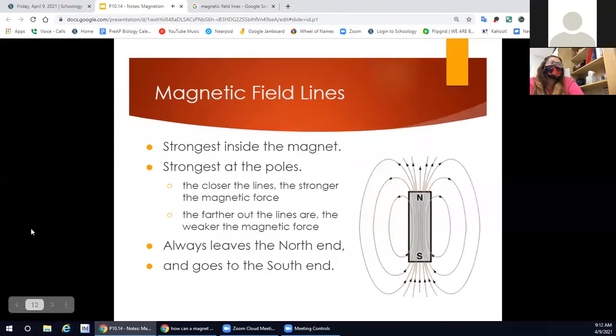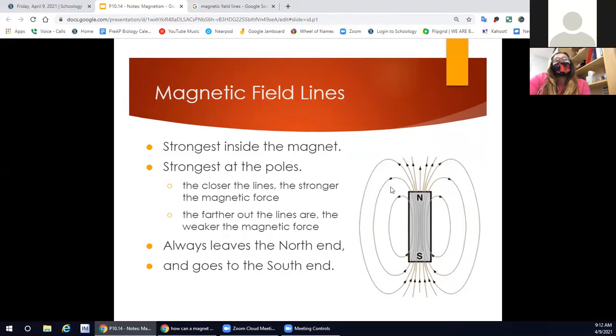Okay. So again, these are the magnetic field lines drawn out instead of the iron filings. It's going to be strongest inside the magnet, which makes sense because the bar magnet is the strongest magnet. So everything inside is going to be the strongest field lines. Again, you can see that it's stronger at the poles, the north end and the south end. As it extends out, it starts to become weaker.